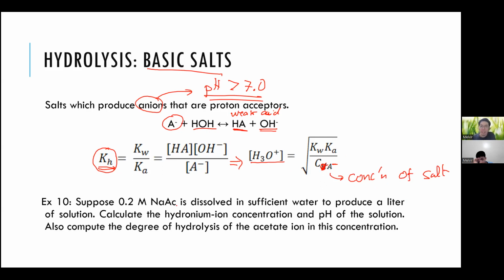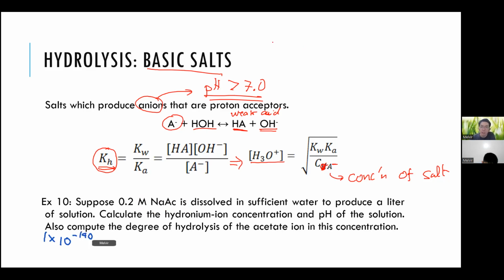Try to solve this, to wake you up a bit. Suppose 0.2 molar sodium acetate is dissolved in sufficient water. Calculate the pH of the solution and the hydronium ion concentration. Also compute the degree of hydrolysis of the acetate ion at this concentration. Let's try. I'll solve first. What is your KW, Josh?